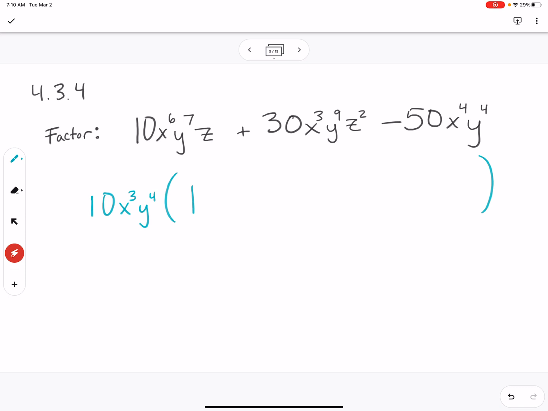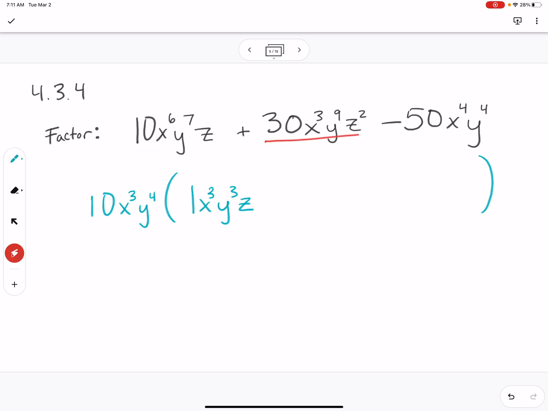And then let's think about this. We had 6 x's. We took 3 out. That means we're going to have 3 left in this term. I had 7 y's. I took 4 out with my GCF when I factored. So that means I have 3 y's left. Then I had a z. I didn't take any z's out here at all. So that means my z is just going to stay there. That is definitely left over. That was my first term.